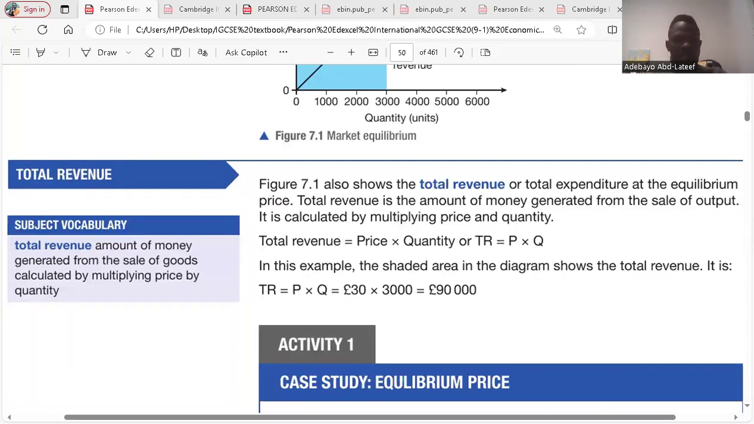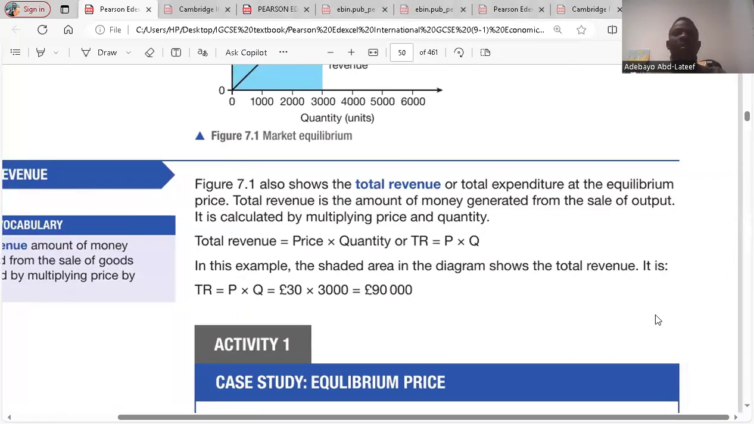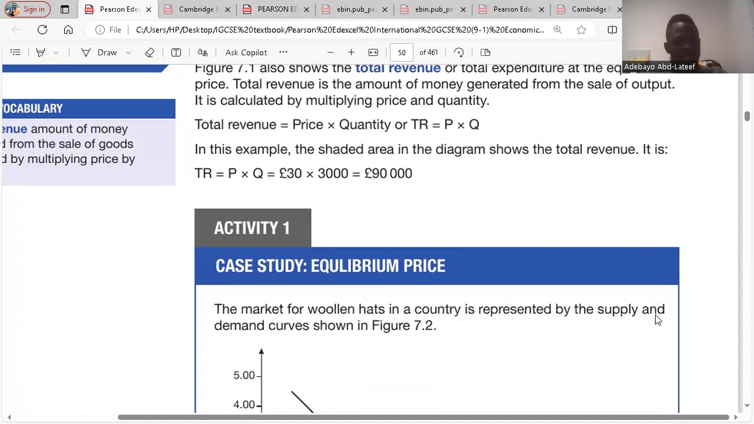So here they said total revenue. Like I told you, total revenue is price multiplied by quantity. So here they said the total revenue or total expenditure at the equilibrium price. Total revenue is the amount of money generated from the sale of output. It is calculated by multiplying the price by quantity. So total revenue is price multiplied by quantity. In this example, the shaded, okay, that is done. Let's just go to the case study.